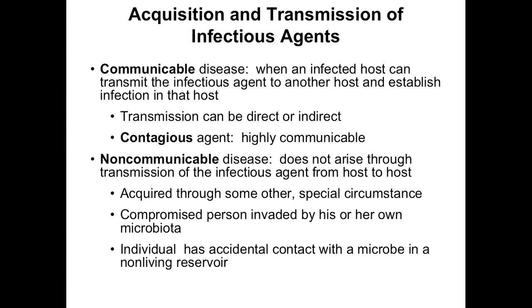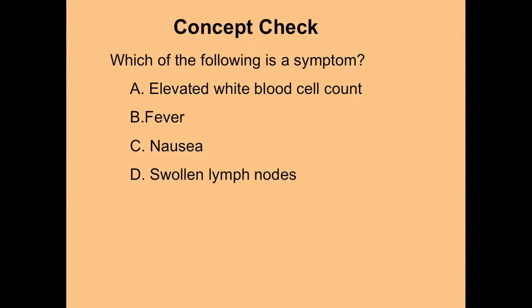Non-communicable disease does not arise through transmission of the infectious agent from a host, but it's acquired through some other circumstance. Whether that's becoming immunocompromised, and your normal flora actually become pathogenic, or you acquire it from a non-living reservoir and you don't really know where it came from. So maybe I got influenza from licking a doorknob. Well, I probably got it from someone who had influenza, but I can't make that connection directly because I'm not 100% sure, so it's a non-communicable route of transmission.